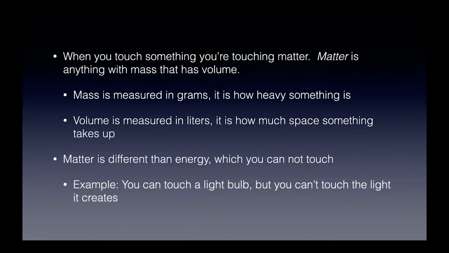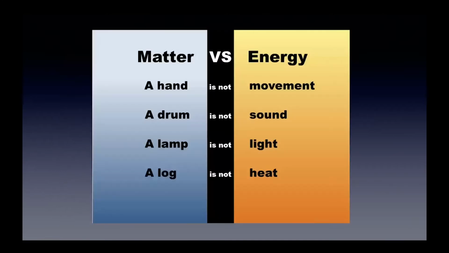Now, matter is different than energy. Energy you cannot touch. So for example, you could touch a light bulb. You turn a light bulb on, you can go up and touch it. But the light that's flying away from the light bulb, you cannot touch that. So that's the difference between matter and energy. Matter takes up space and has mass. Energy does not do either one of those things.